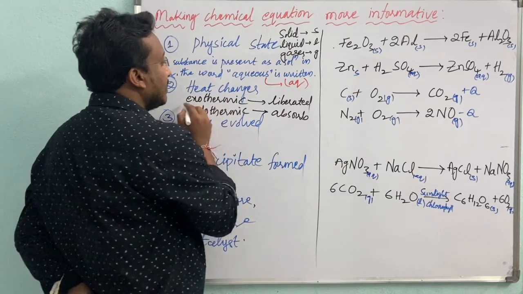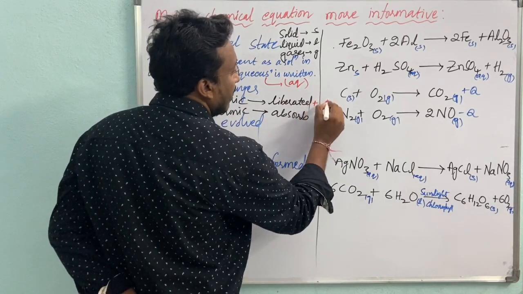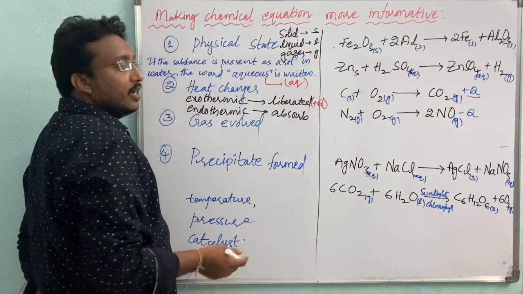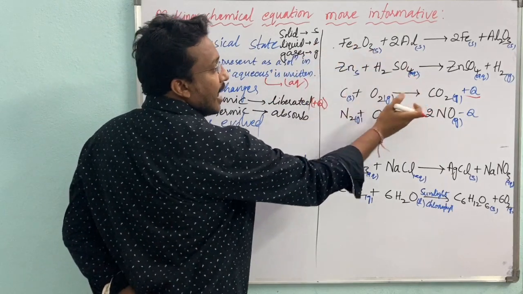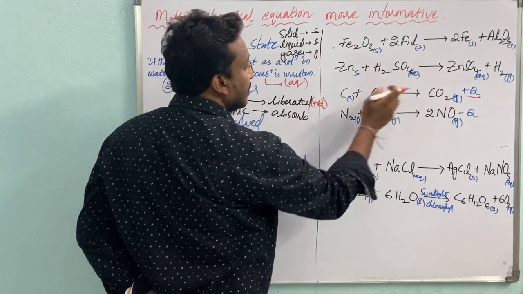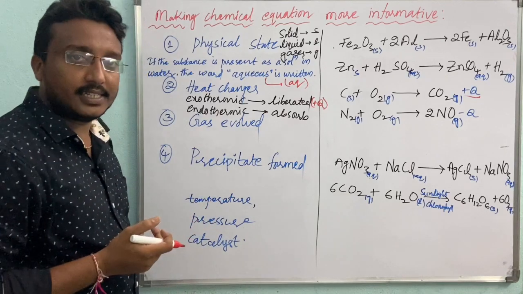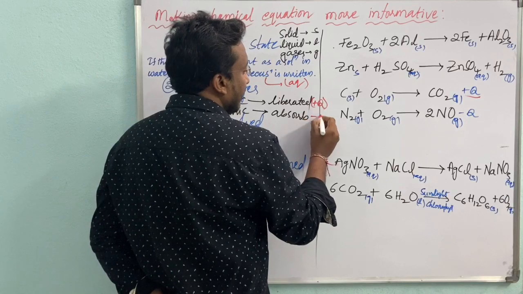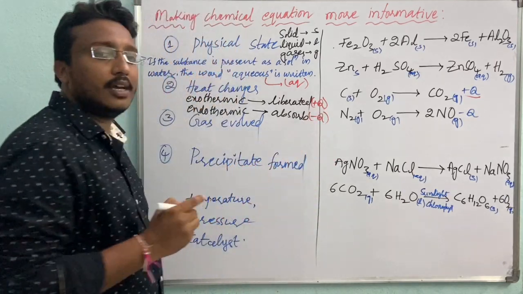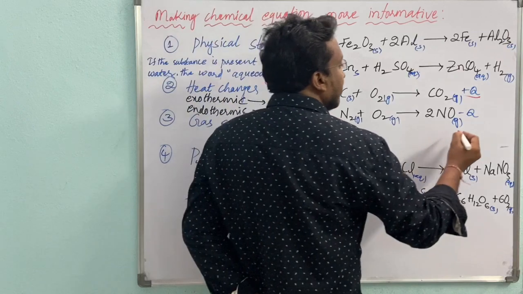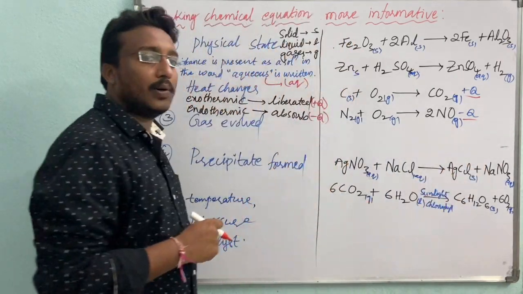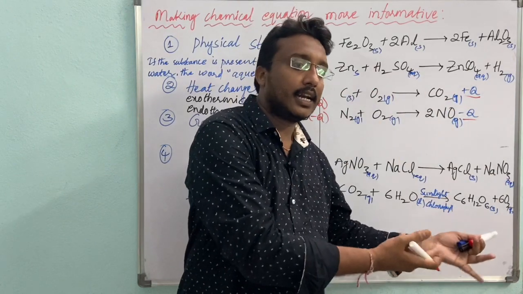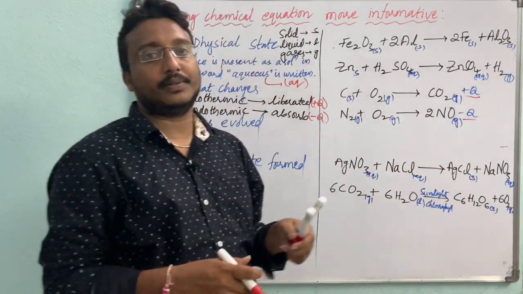In chemical reactions, exothermic reactions are designated with plus Q, like this here, plus Q. Plus Q means along with the product, along with the new substance, heat is also released, heat is also evolved. In endothermic reactions, we use minus Q, which designates that heat is absorbed. Minus Q shows the heat is absorbed, while plus Q shows the heat is released. Got it?